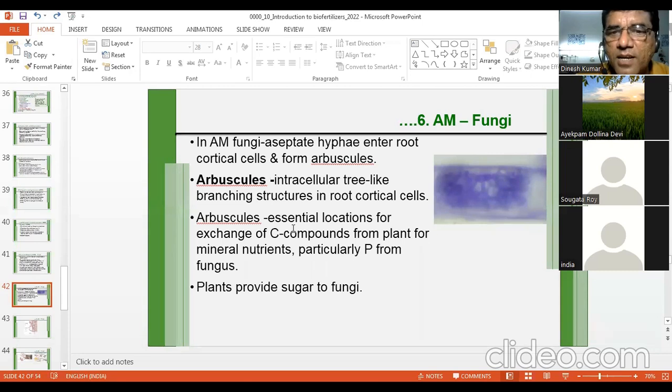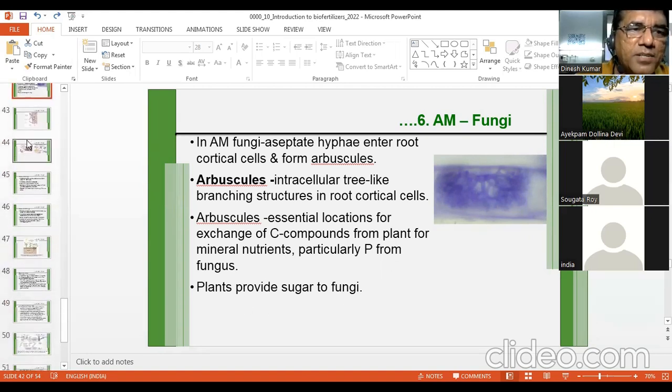Arbuscules are an essential location for the exchange of carbon compounds from the plant. So here the plant will give carbon compounds, or food, to the fungi, and mineral nutrients will be given by this arbuscule to the plant cell, particularly phosphorus. Plants provide sugar to the fungi. So this is a kind of symbiotic association.